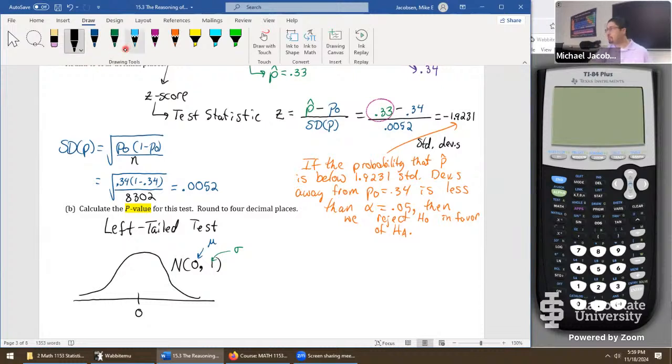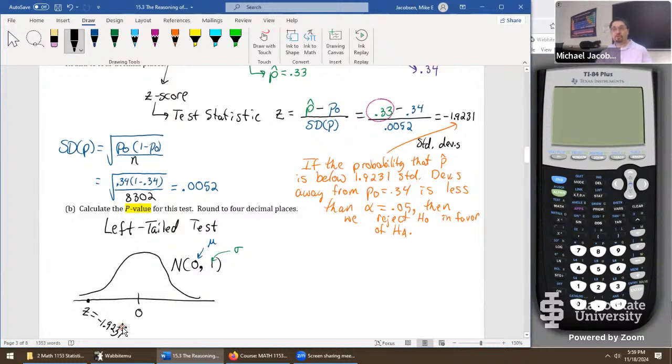There's 0 right here in the middle. And next thing we want to put down is the z-test statistic. It is at value negative 1.9231, so it would be right around here. That looks like about 2 standard deviations away. Negative 1.9231.